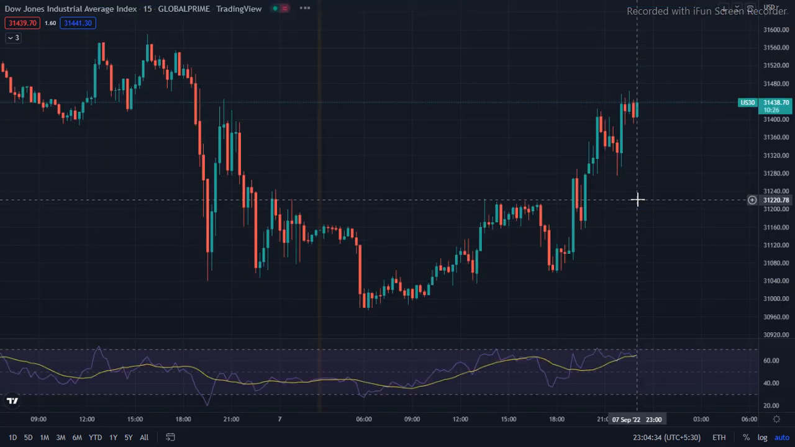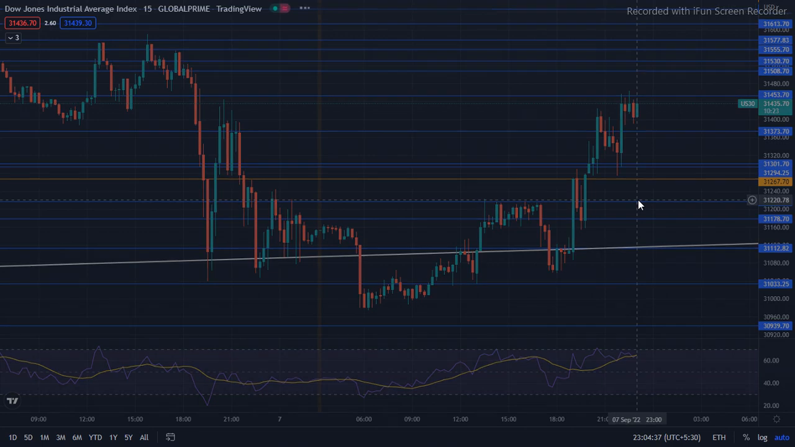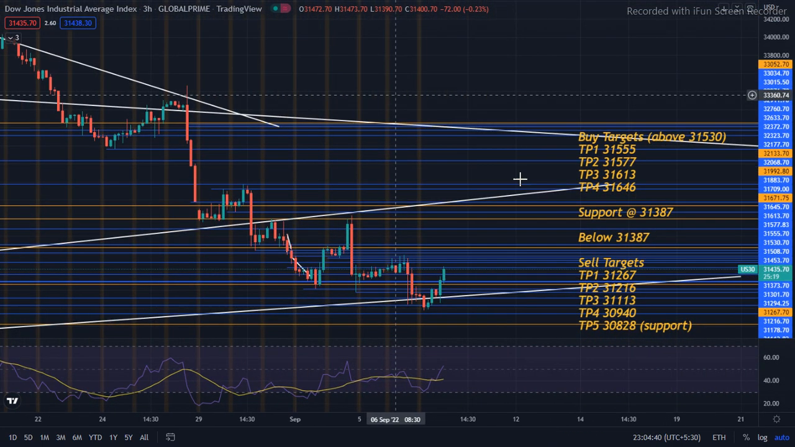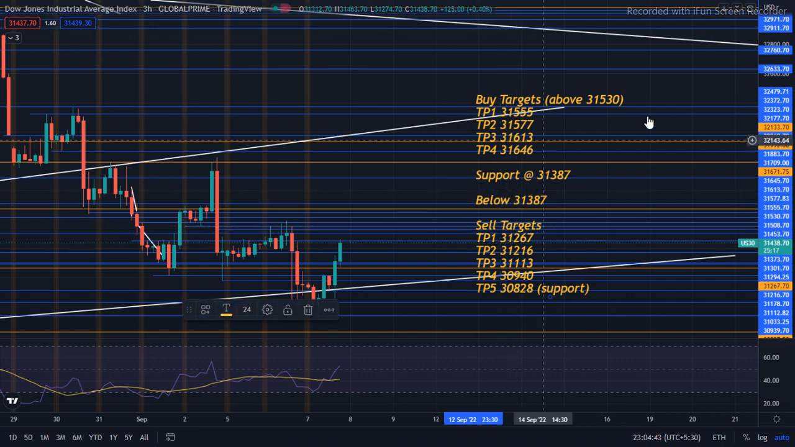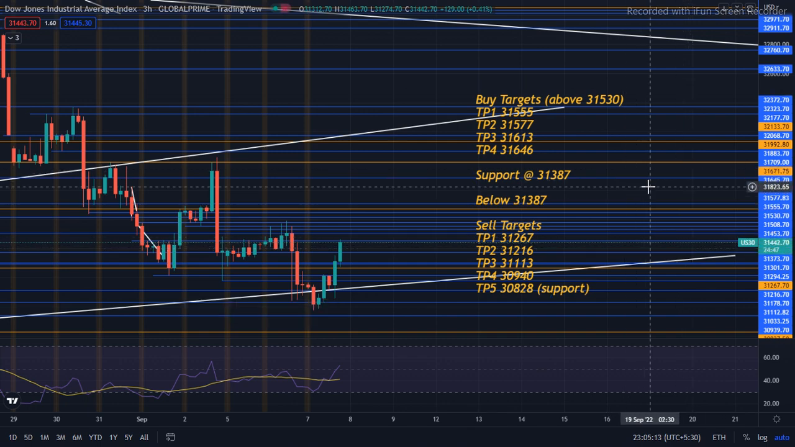Okay, let us move to the second one, the US30. The support level for the US30 is at 31387. 31387 will act as the support level right now. This is here, it is a swing value, and it will act as a swing. It can come to retest and then again take a bounce. We'll go long above the level of 31530. Our targets being: the first 31555, the second 31577, the third 31613, and the fourth 31646. We'll take a bearish position if we breach the level of 31387.